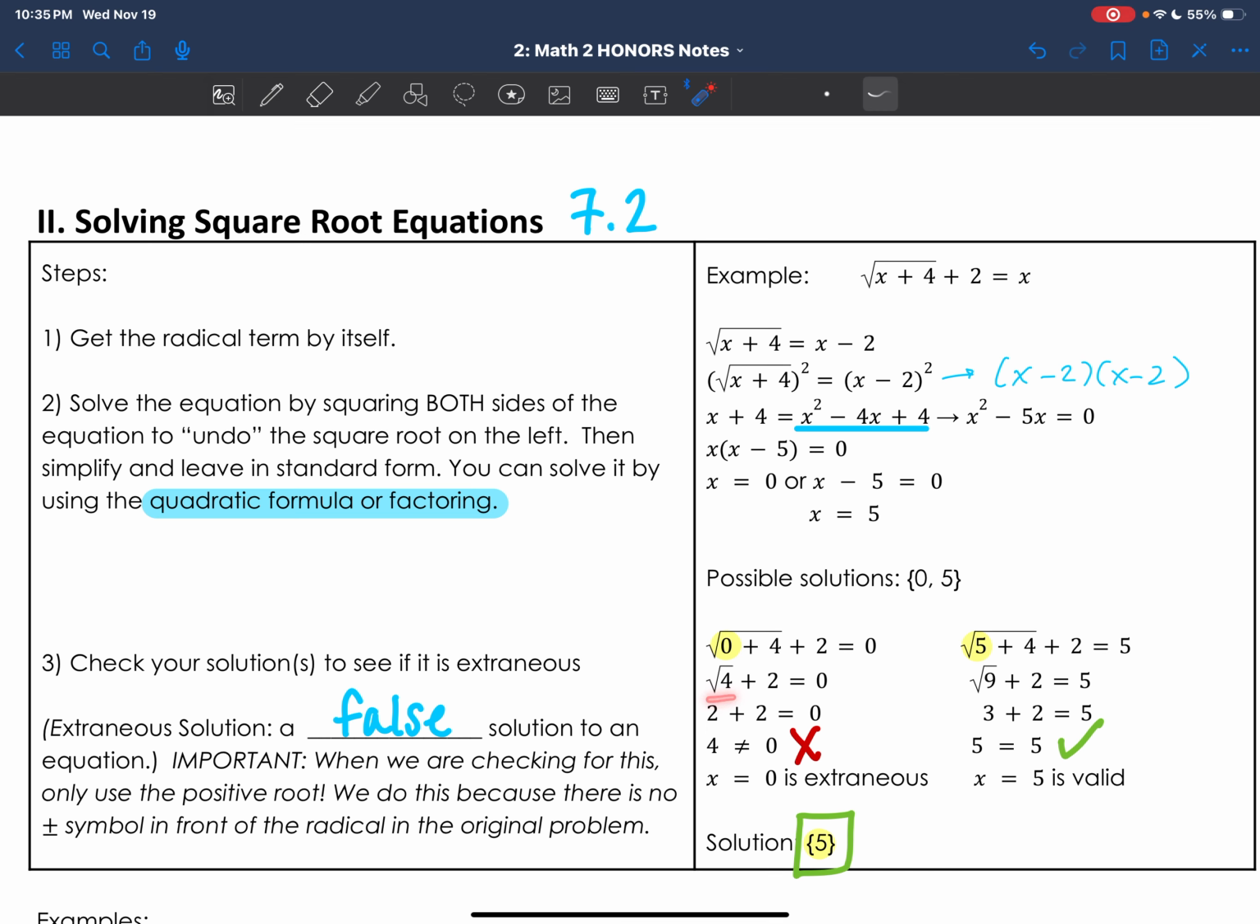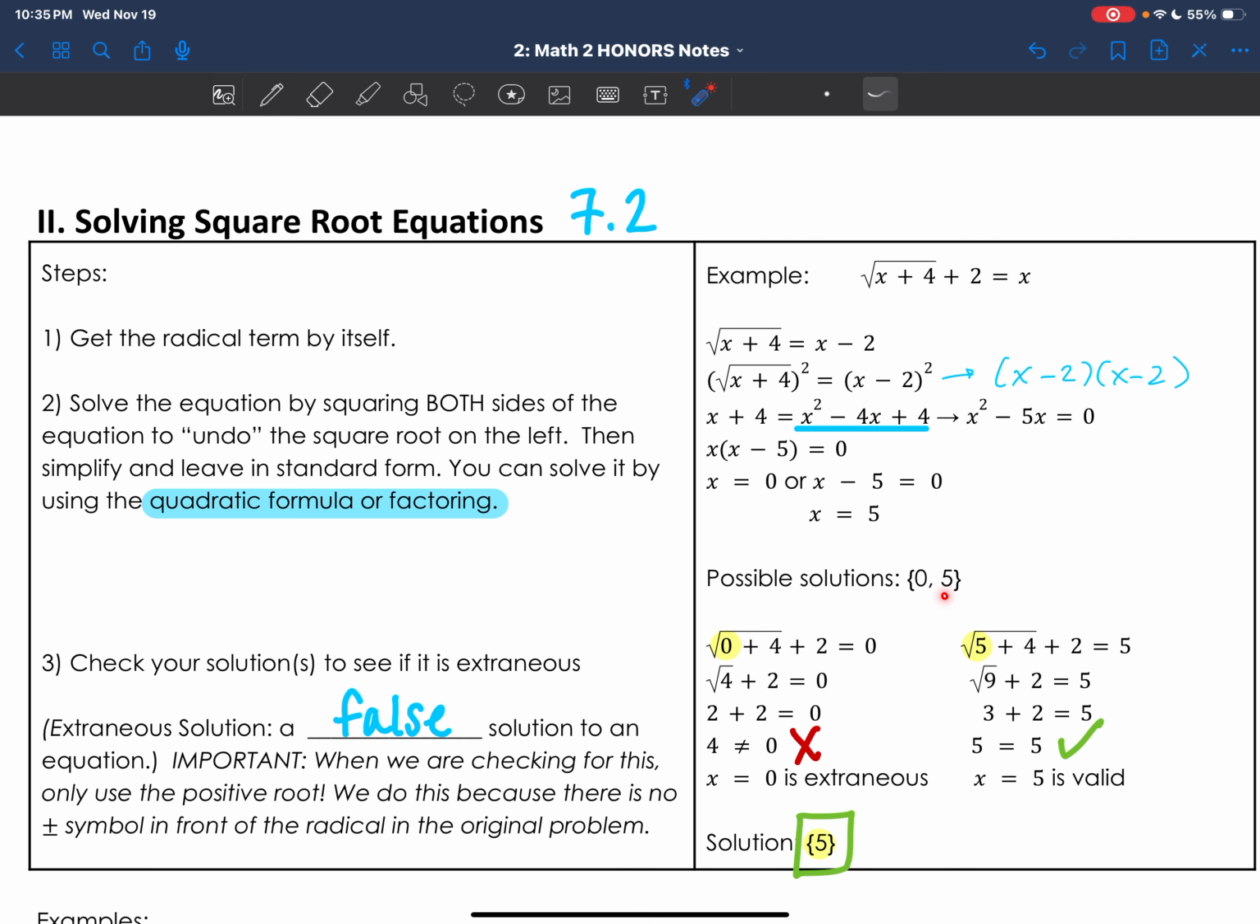And then when we simplify it, we're getting square root of 4 plus 2 equals 0. So this is 2 plus 2 equals 0. Well, 4 does not equal 0, so that's false. So therefore, we do not use 0 because it's extraneous.